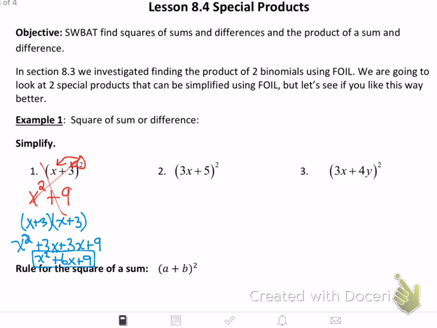That's my simplified version, okay? So what I want you to do is numbers 2 and 3, I want you to FOIL them, and then see if you can observe any kind of pattern. What is the shortcut when you have a quantity squared, okay? So take a few minutes, find these two answers as you FOIL them, and then check your answers.